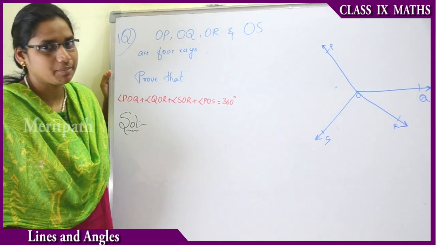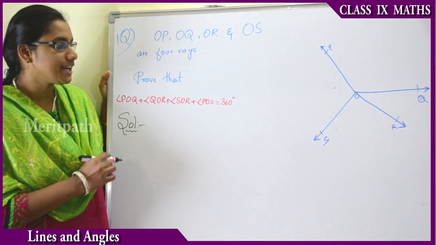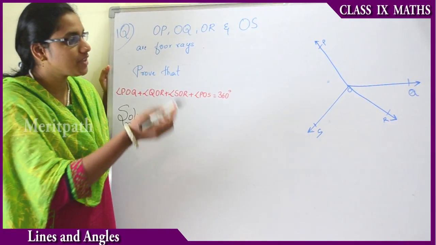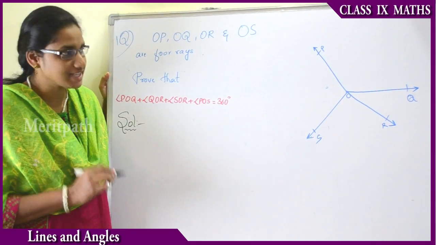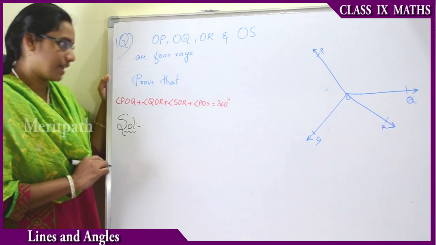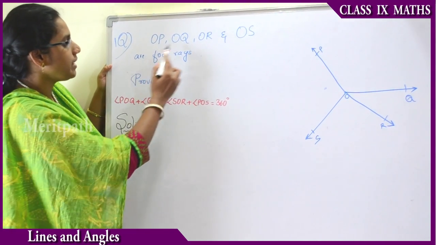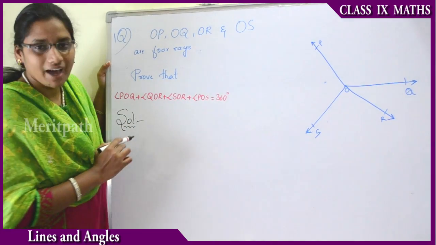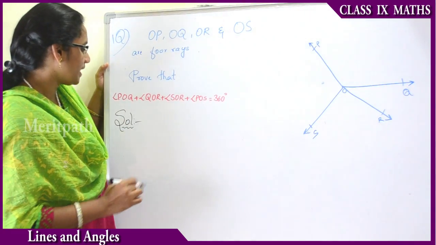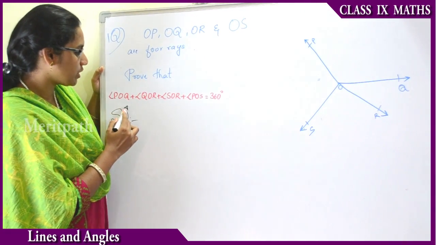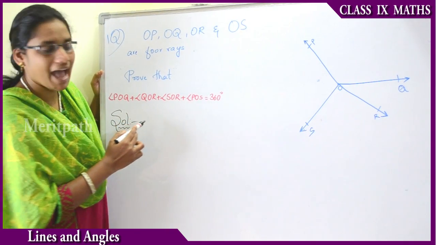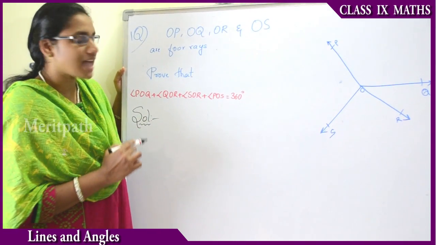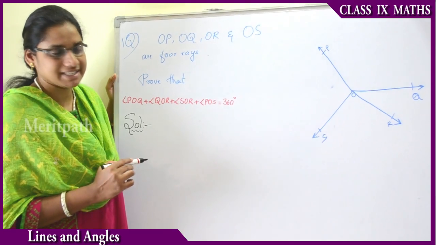Now let us see one more problem related to degrees, that is, the sum of the angles equals 360 degrees. Let us take one example: OP, OQ, OR and OS are four rays, and now let us prove that angle POQ plus angle QOR plus angle SOR plus angle POS equals 360 degrees.